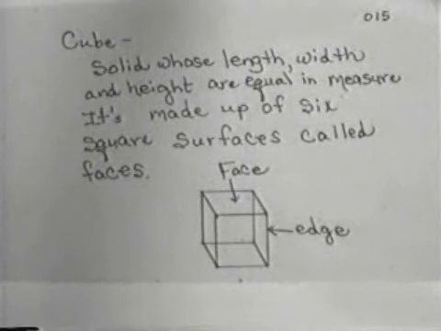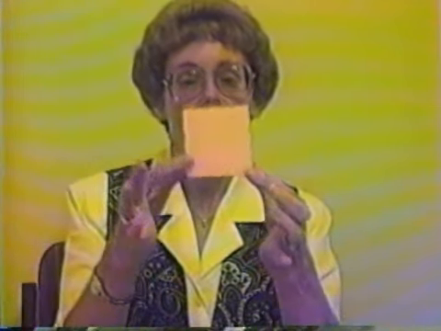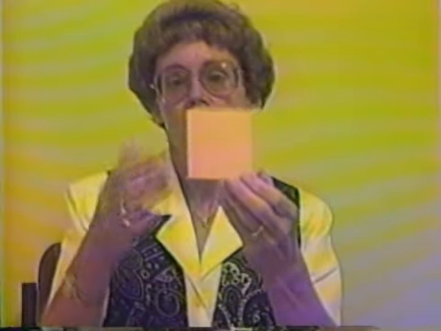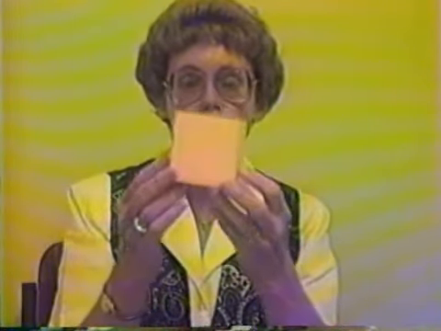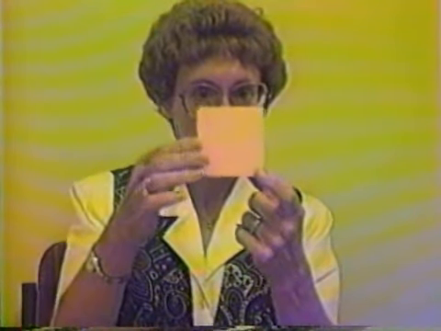Now let me show you what a cube actually looks like. This is an example of a cube. If you notice, each surface you see is a square. It's made up of 6 of these square surfaces. We have a top, a bottom, 2 sides, you might say a front and a back.